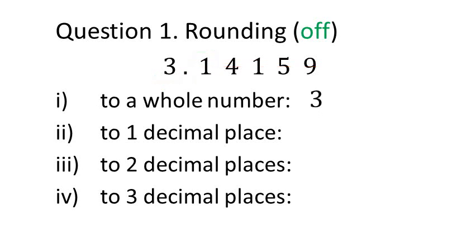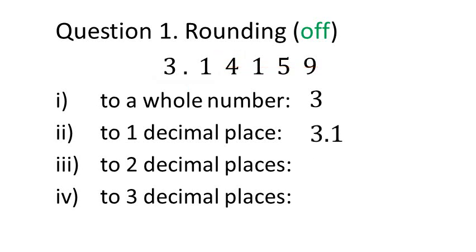The second question is to round it to 1 decimal place. This means the answer is up to 1 decimal place. So we check the next digit, which is 4. We compare 4 with 5. Since 4 is less than 5, we need to round down again. This means discard all the digits other than 3.1. So the answer will be just 3.1.